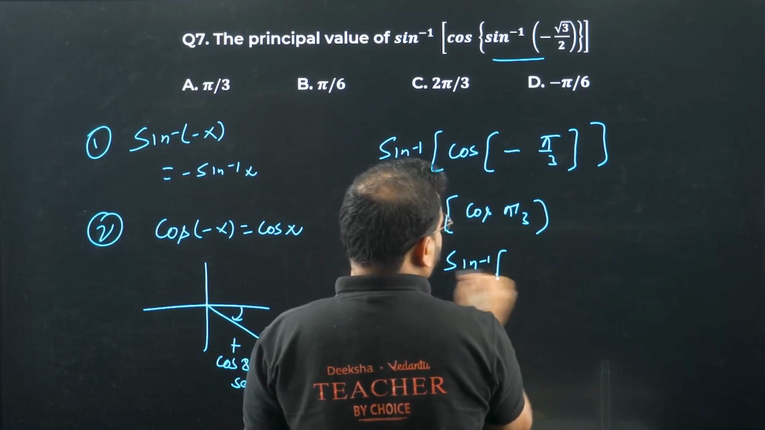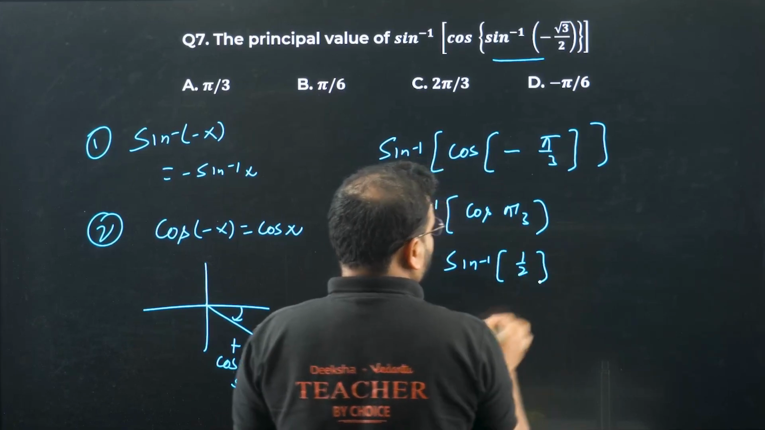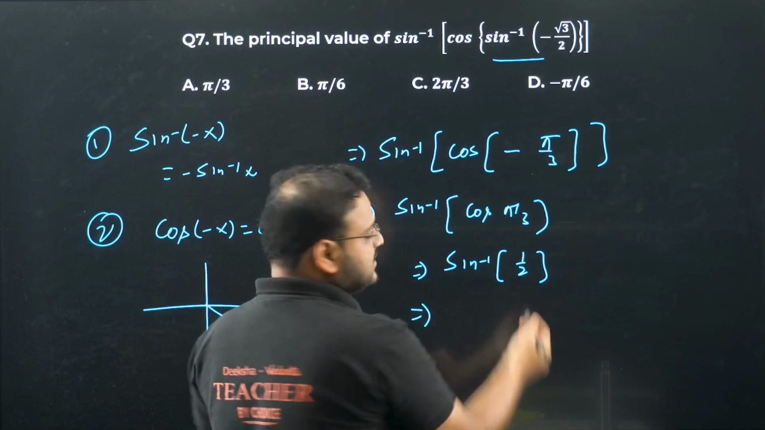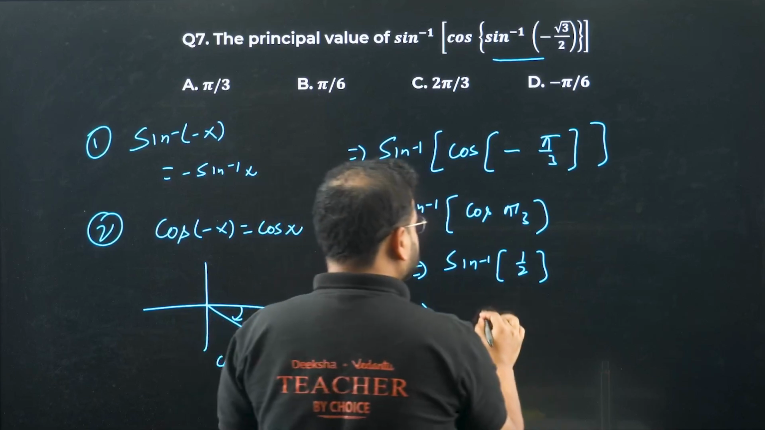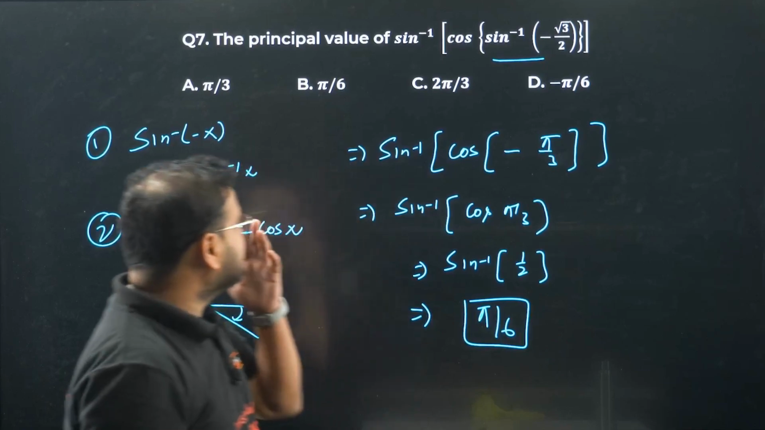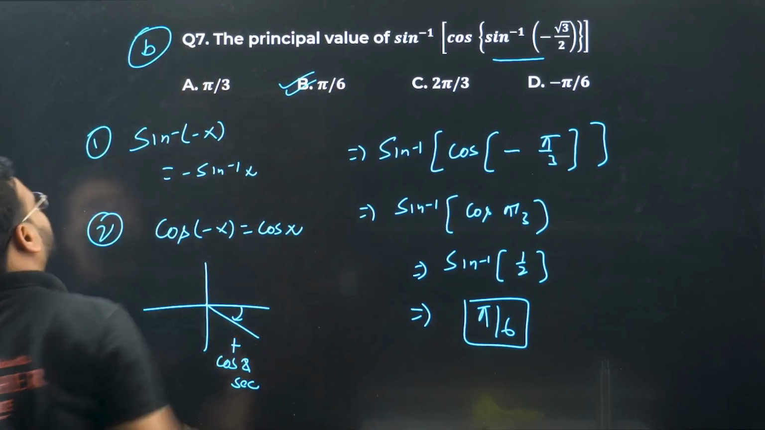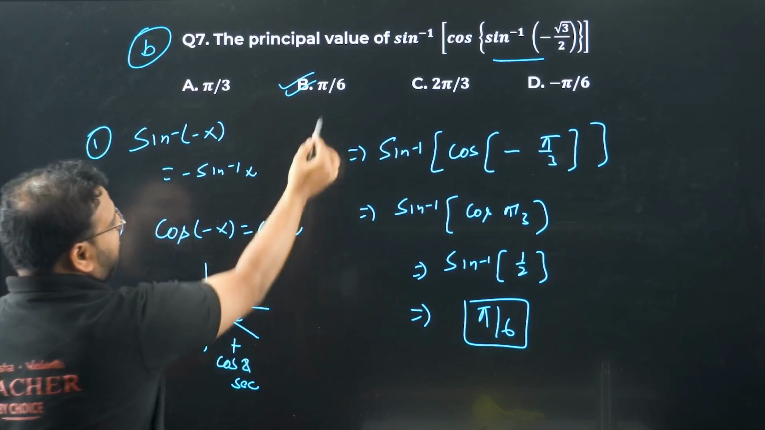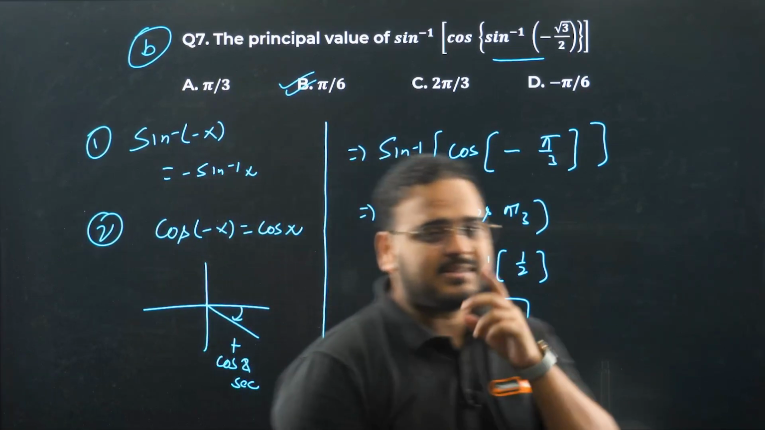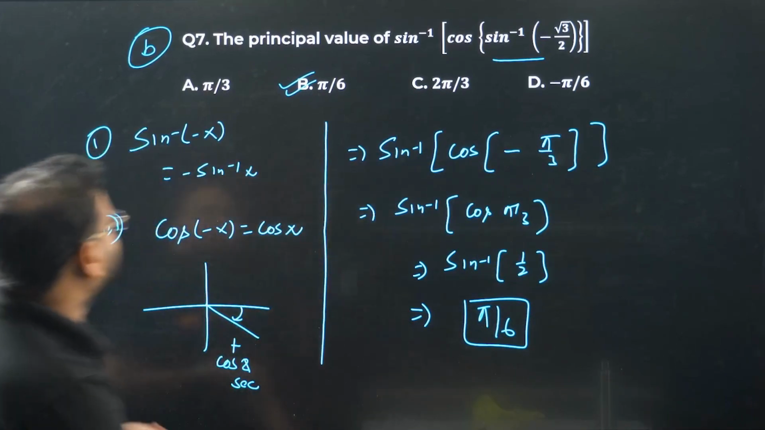So I get sine inverse of cos of pi by 3, which is how much? 1 by 2. And this becomes what, dear? The final step: this becomes simply pi by 6. Sine inverse of 1 by 2 is pi by 6. Answer should be option B. So it looks difficult, but it is actually a very, very easy problem. Makes sense? Okay. 7th is done. Fine. Question number 8 will start now.